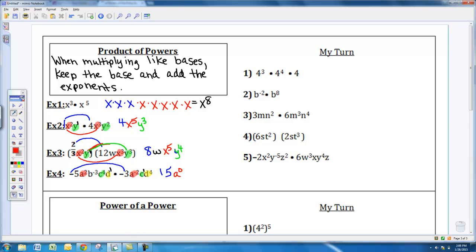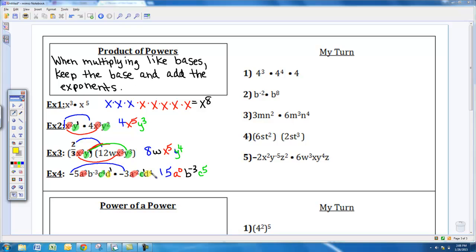B is lonely. It doesn't have anything to be multiplied with, so we're just going to bring it out here. B to the -3. Now we'll do our C's. C to the fourth times C to the first will give us C to the fifth. Now we'll do our D's. D to the first times D to the fourth will give us D to the fifth.